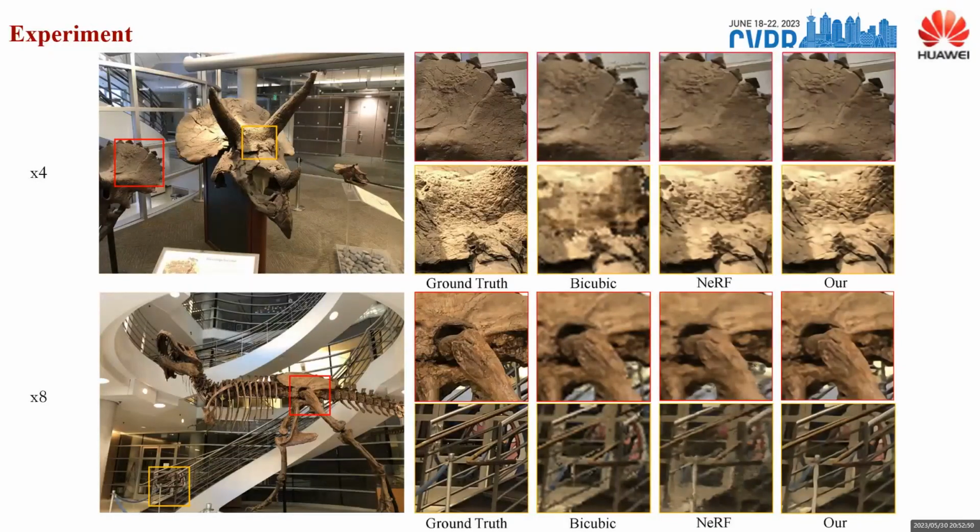Our approach produces accurate and precise textures on all tested scales. Bicubic and NeRF tend to have noisy and blurry renderings in cropped flower patches, the red rectangle, and leaves patches, the yellow rectangle, indicating that our method outperforms NeRF in high-frequency information restoration.